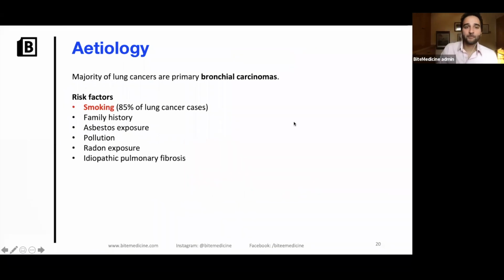Good. So etiology: the majority of lung cancers are primary bronchial carcinomas. The most important risk factor is going to be smoking. The vast majority of cases of lung cancer are going to be due to smoking. But also remember your other common risk factors: family history, asbestos exposure, which as well as increasing the risk of mesothelioma can increase your risk of lung cancer, pollution, radon exposure, and idiopathic pulmonary fibrosis. The most important one is smoking, so tell all your patients to quit smoking. And if you're smoking, try and quit smoking too.